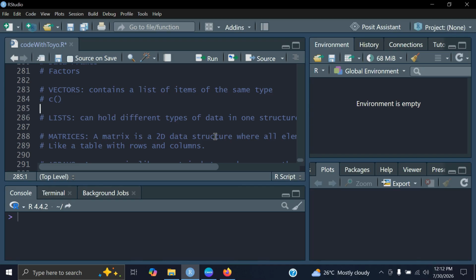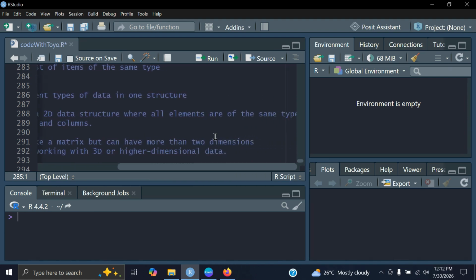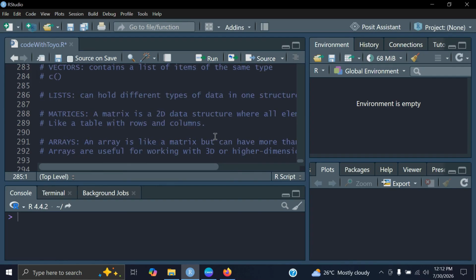Then we have matrices. Like the matrices we have in mathematics. You have the one by one, two by two, two-dimensional, three-dimensional matrices, and all of this. So matrix is a 2D data structure, and all the elements are of the same type as well. More like a table in your Excel. You have the rows and you have the columns, but it consists of the same data type.